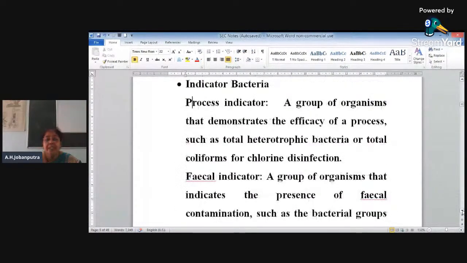So process indicator organisms will tell you whether the disinfection procedure which you have carried out is done properly or not. So, in spite of doing disinfection by chlorination, if certain bacteria, heterotrophic bacteria and coliforms are present in large number, this means chlorination has not been done properly. The efficacy of chlorination is not up to the mark, and that is why that water needs to be processed once again or treated once again.